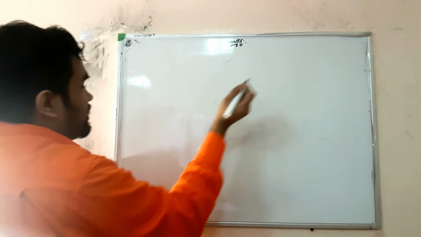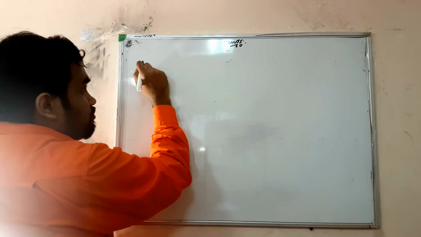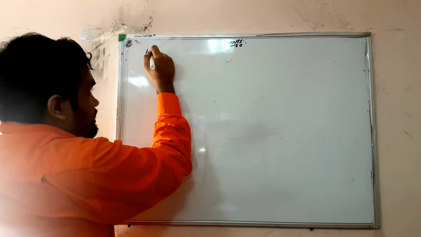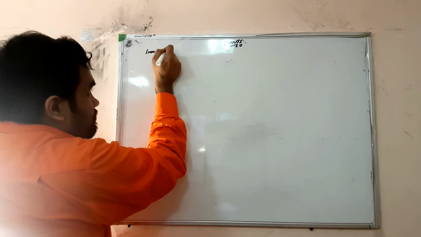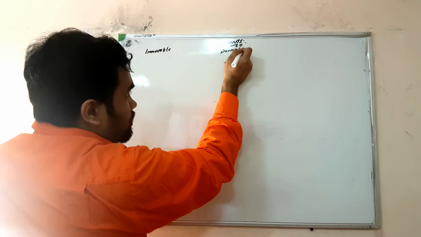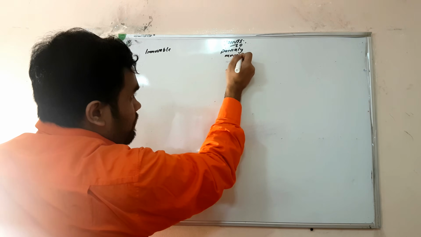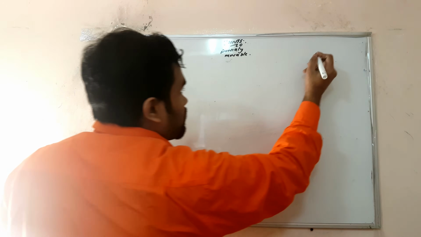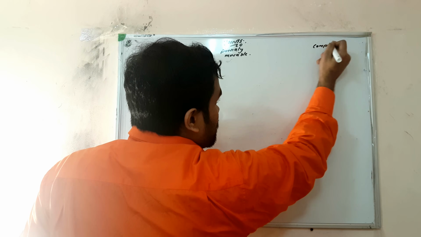Joints are mainly of three types. Okay, so very easy. Immovable, partially movable, completely movable. Just English, right?